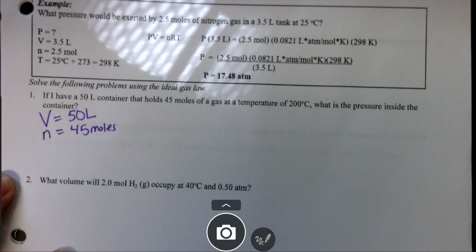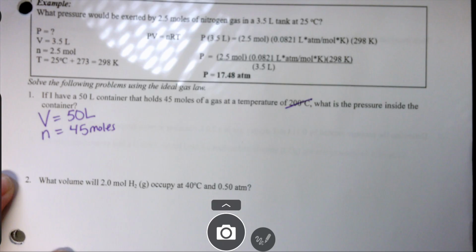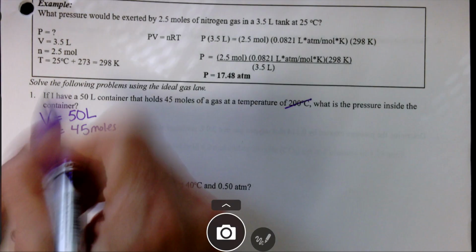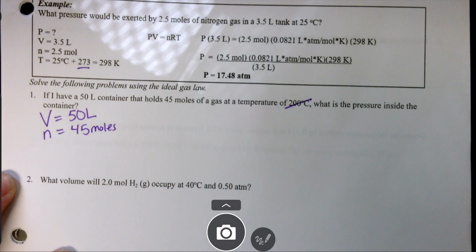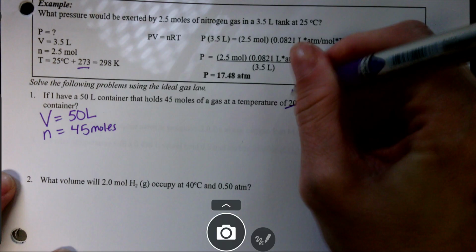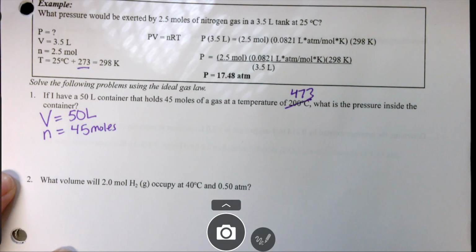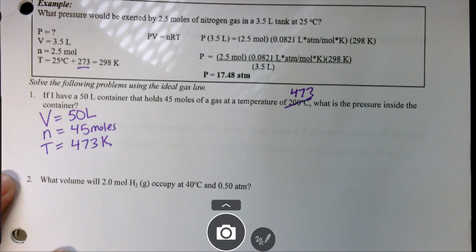200 degrees Celsius. We know that we never use Celsius, so we just immediately cross that out and convert that to kelvins. Remember, our magic number is still 273. That's something that you should have already had memorized. So 200 plus 273, we get 473. So our temperature is 473 kelvins.